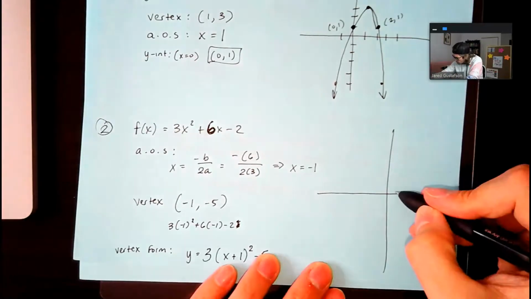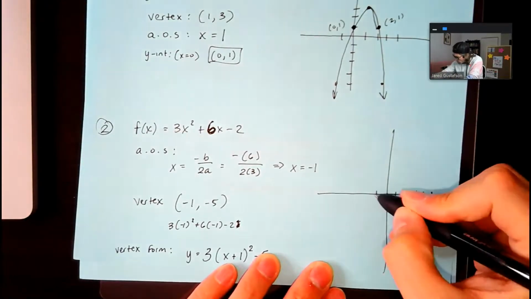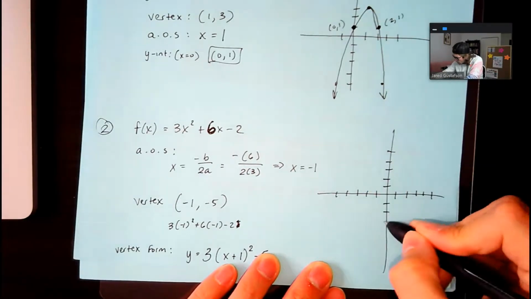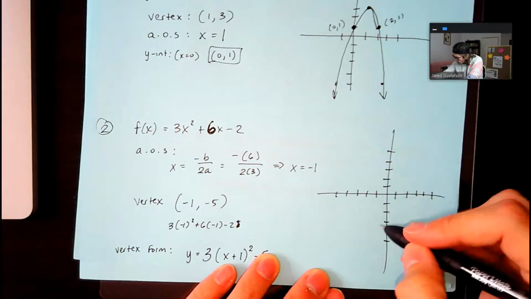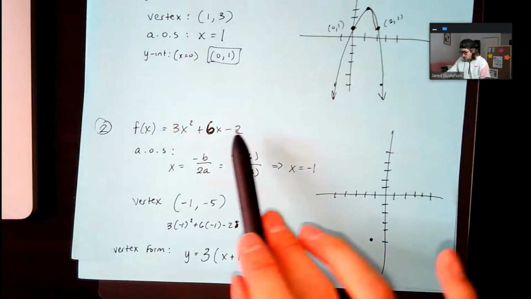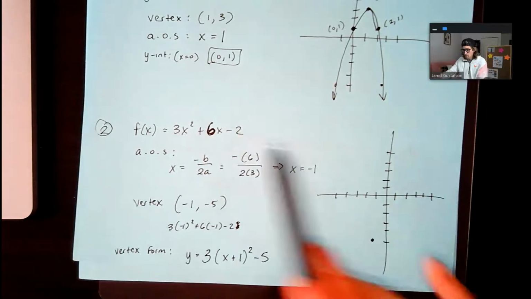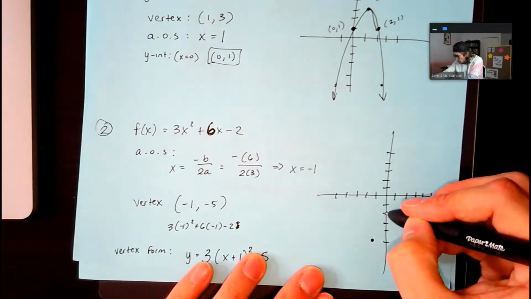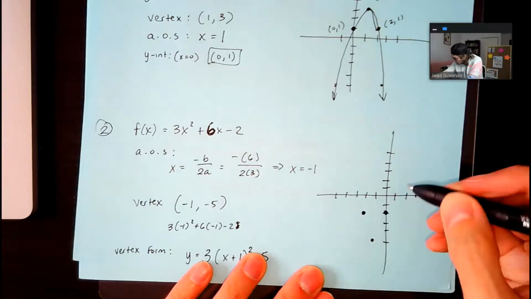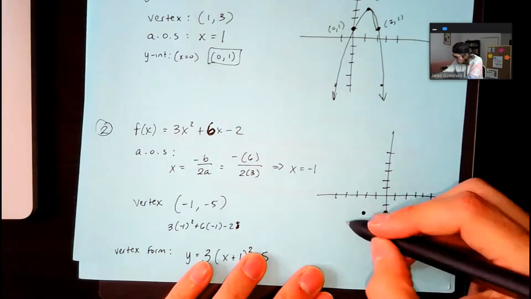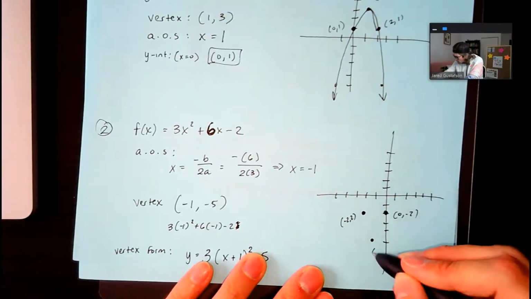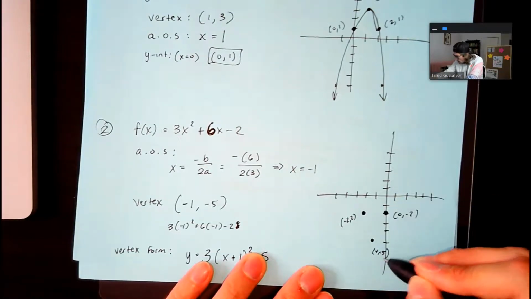Let's draw a sketch. 1, 2, 3, 4, 5. -1, -5 is our vertex. We know our y-intercept will be our c value, -2. And with symmetry, I can draw over here at -2, -2, that point. So that's -2, -2. This one's 0, -2. This one's -1, -5.